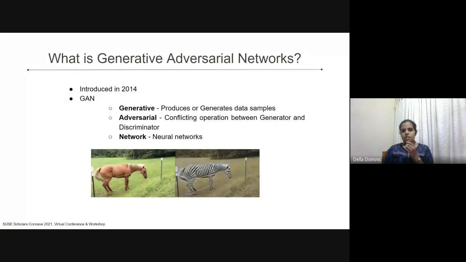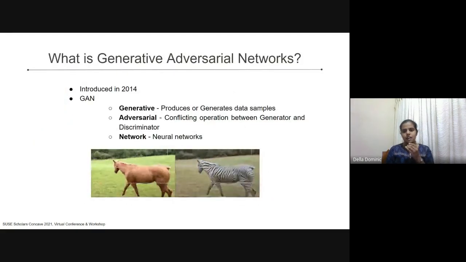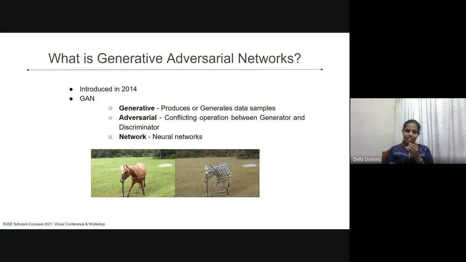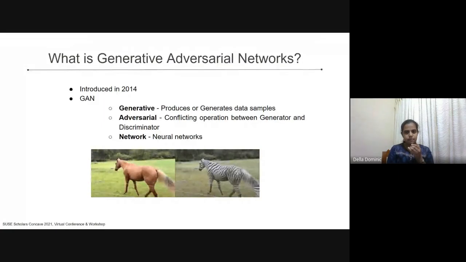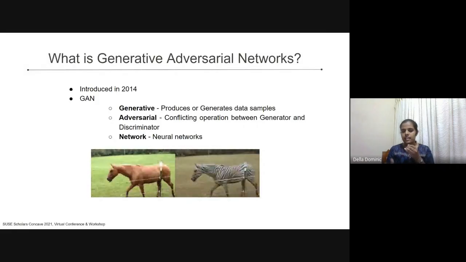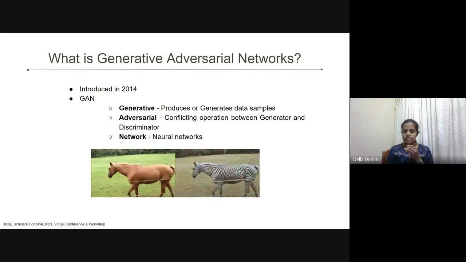So let's start. So what is a generative adversarial network? Generative adversarial networks are deep learning networks that are used to generate new data. The data can be an image, it can be text, or it can even be music, and hence the term generative in generative adversarial networks.